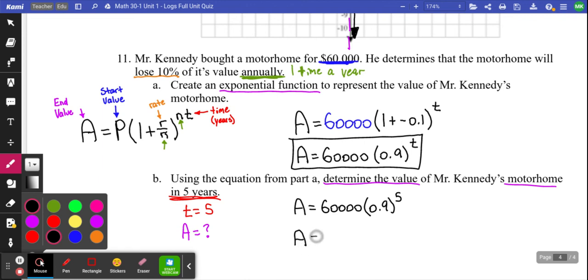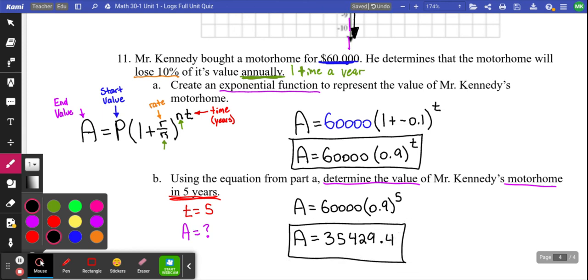Throw that in your calculator. And you should get 35,429.4. That would be the value of my motorhome after 5 years.